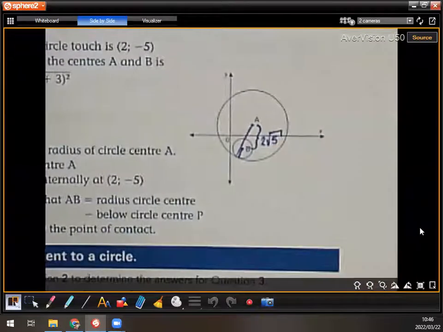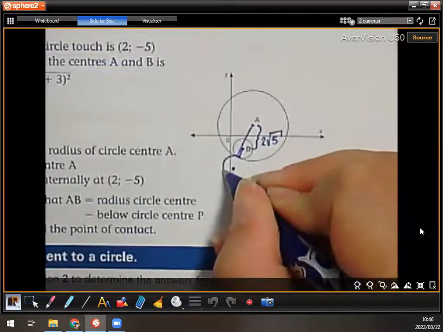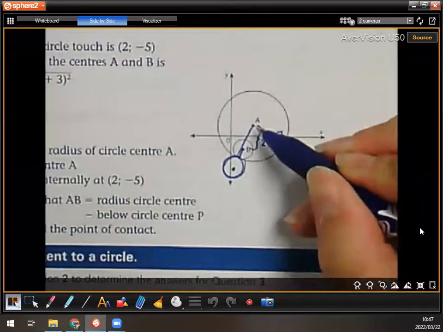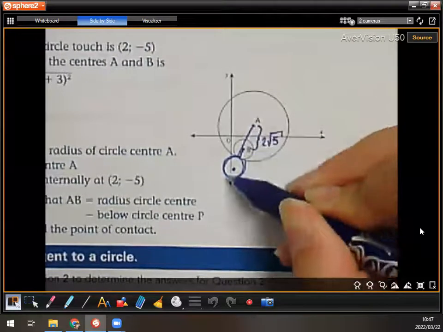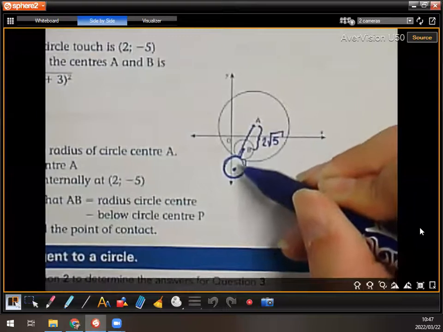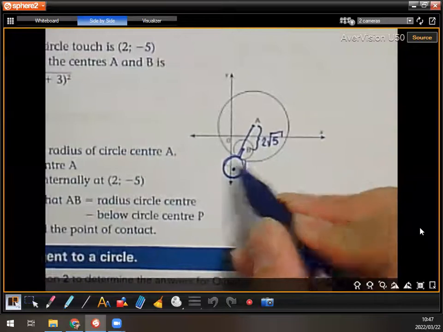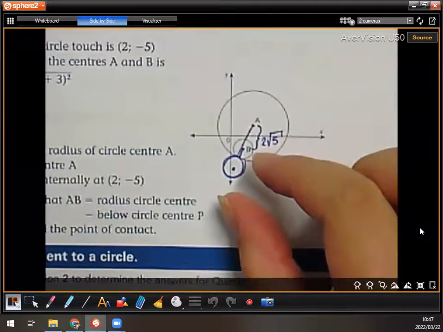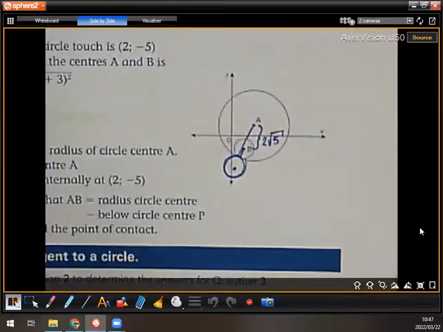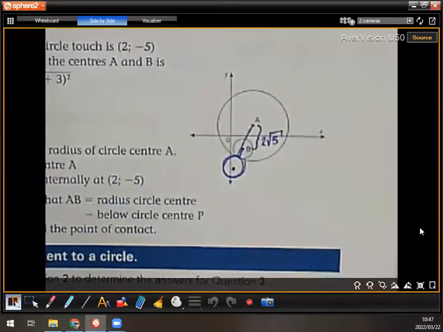Now guys, if they had given us a different circle, right? If B was maybe over there, and the circle looked like this. Sorry, that's not showing too well, but you get the idea. What would the length between the two centers have to be? 3 root 5 plus 1 root 5, right? 4 root 5. Then that would prove that the smaller circle is outside the bigger one, right? Because that distance between the two centers would be bigger than the radius of this circle. But because it's exactly the same as the radius, they touch.